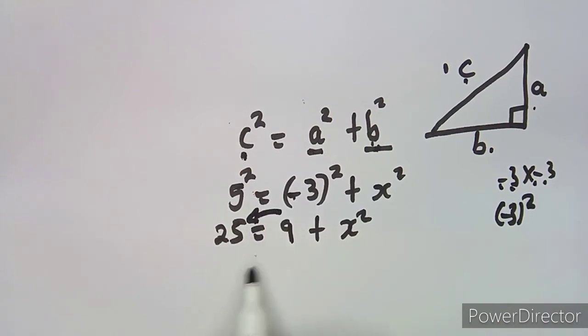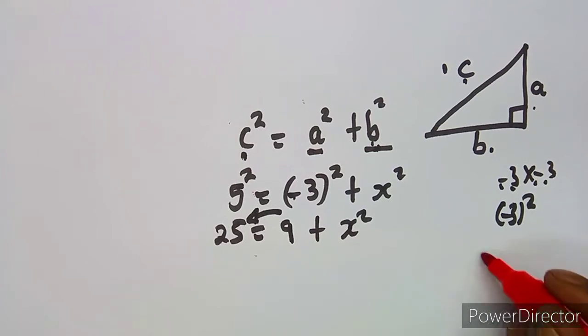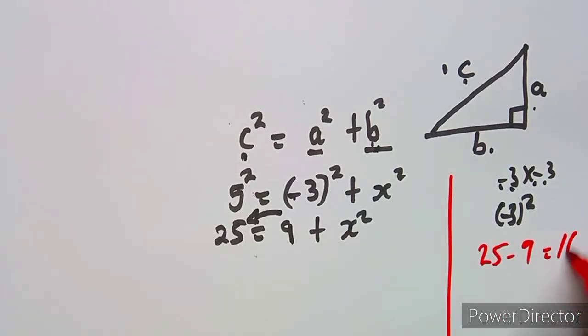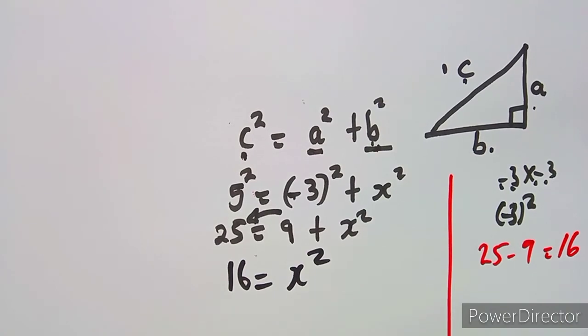Then you transpose, it's going to be a negative, so you're going to be left with 25 minus 9, which is going to give us what? A 16. So you're going to obtain 16 in this case. So 16 is equal to x squared.